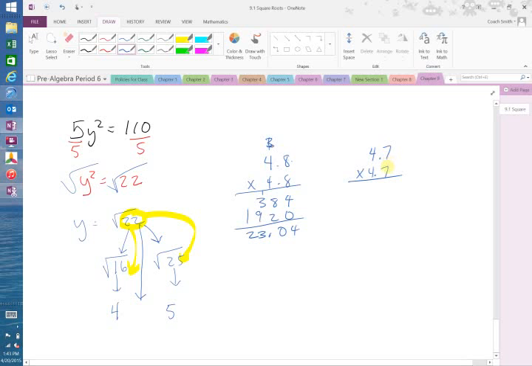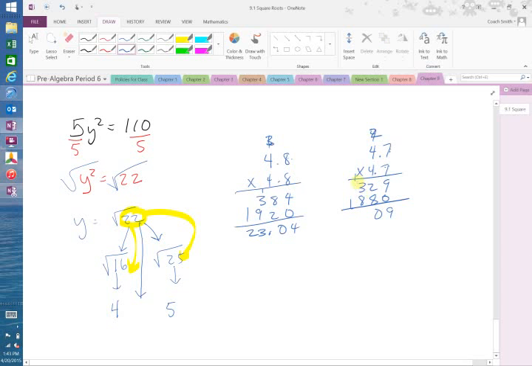Now let's try 4.7. 7 times 7 is 49, carry my 4. 7 times 4 is 28, plus 4 would be 32. Bring down my 0. 4 times 7 is 28, carry my 2. 4 times 4 is 16, plus 2 would be 18. Be 9, 0, carry my 1. Be 2, carry my 1, 22.09. So that's it. That's as close as you're going to get. Okay, so that means y is equal to plus or minus 4.7. If you don't have the plus or minus, it will be wrong.